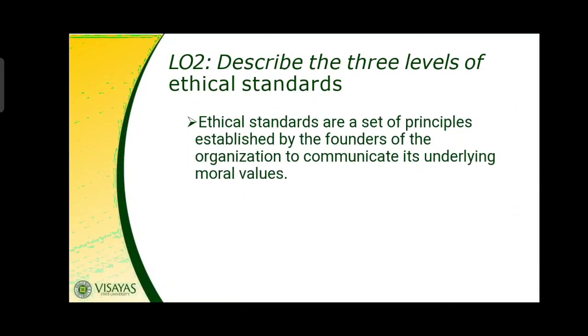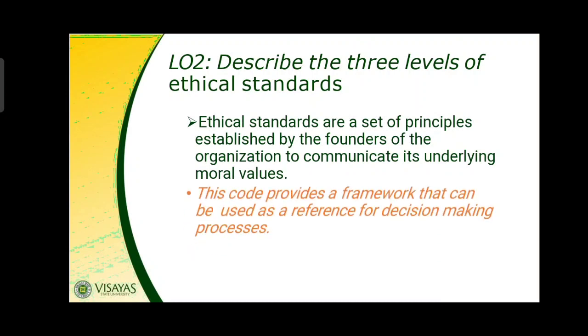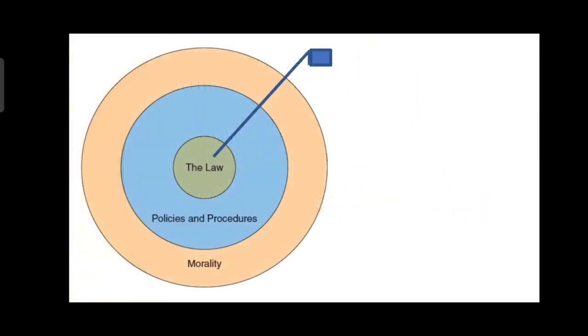So, to proceed to our learning outcome number 2, or our second objective: to describe the 3 levels of ethical standards. So, there are levels of ethical standards. Ethical standards are a set of principles established by the founders of the organization to communicate its underlying moral values. This code provides a framework that can be used as a reference for the decision-making process. What are the 3 levels of ethical standards? First is the law, then the policies and procedures, and morality.